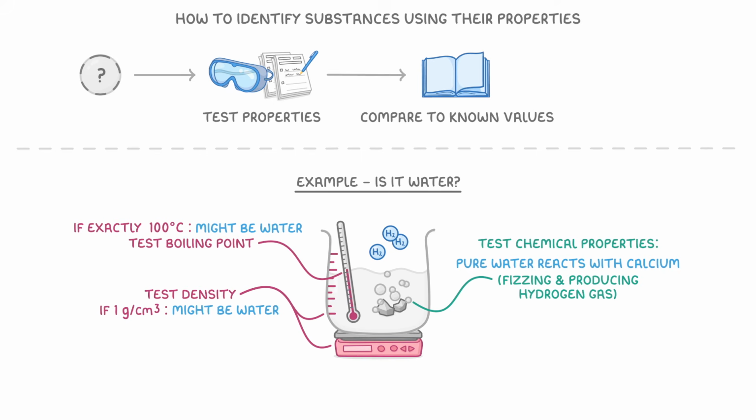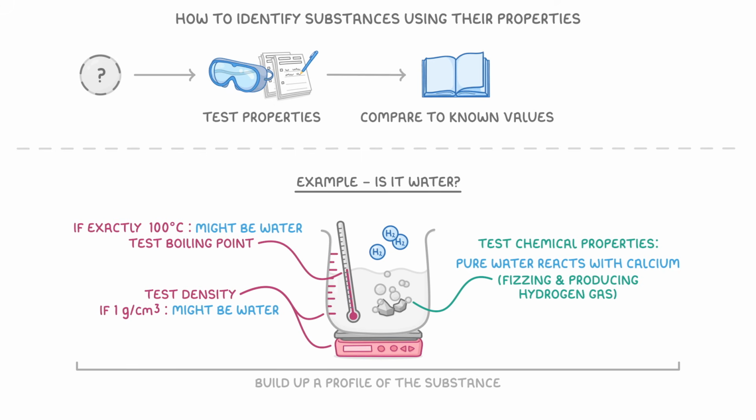By testing multiple different properties, you can build up a profile of the substance and compare it to known substances. Scientists often use a database or handbook of known properties for different substances that they can then match their measurements against. And the more properties you test, the more confident you can be in your identification.